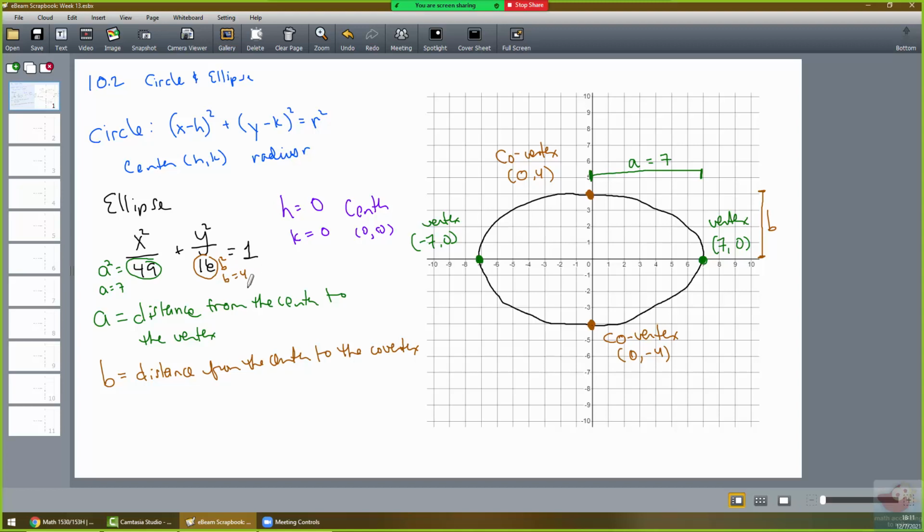So notice the equation, just by looking at it, tells us, hey, you're centered at (0, 0). Again, you're not subtracting anything from x, you're not subtracting anything from y. It says a squared is 49, which means a is 7, and b squared is 16, which means b is 4. Now, couple of comments. 1, for an ellipse, a must be bigger than b.